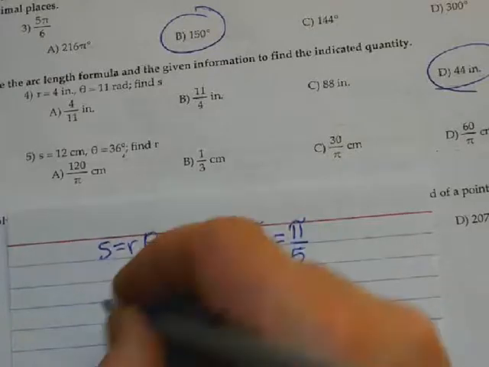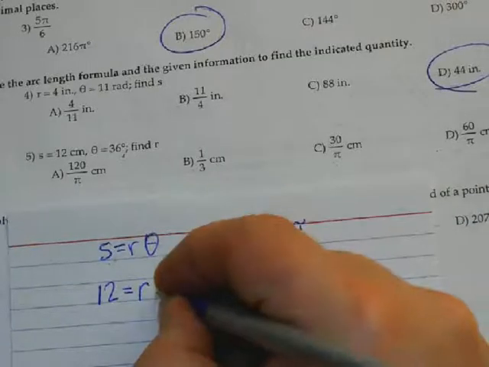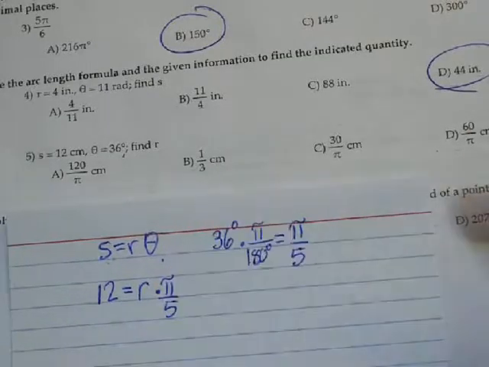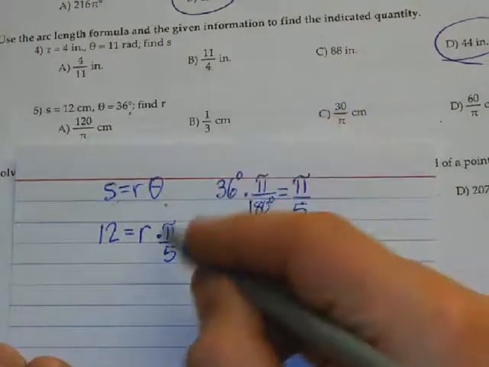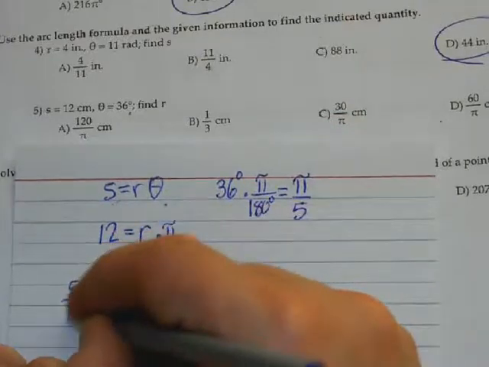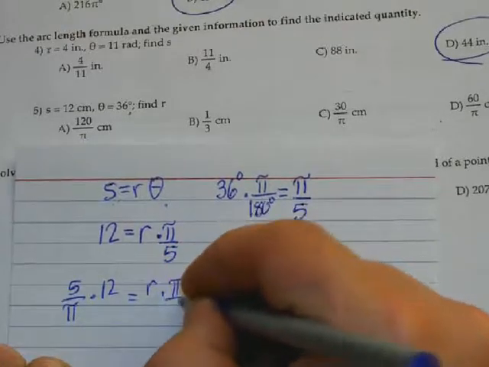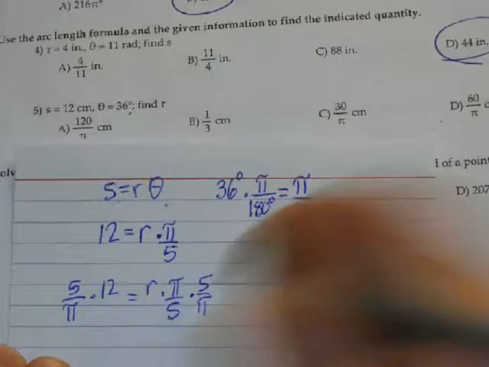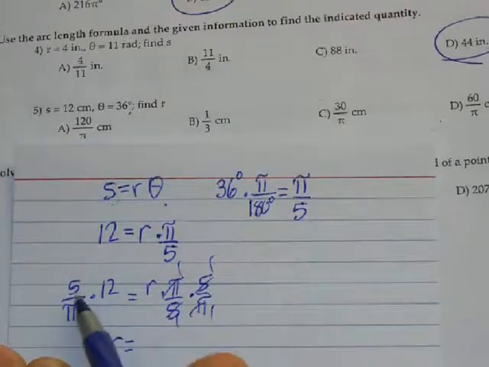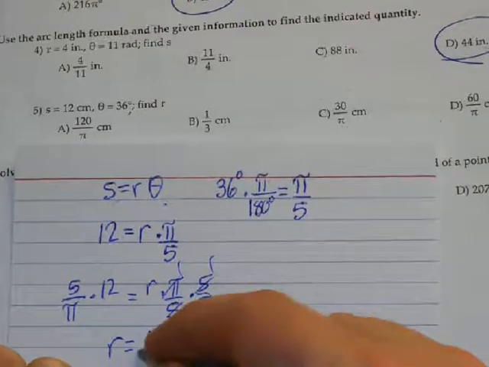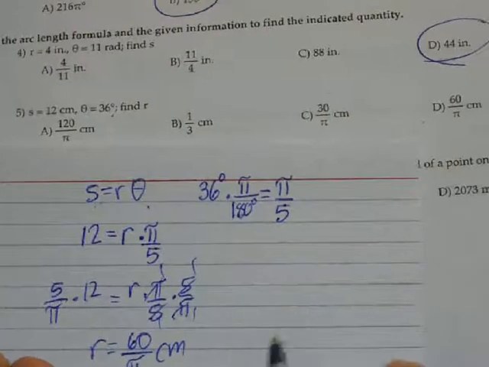So we're given S, 12. We're looking for R, and we know theta is pi over 5. So we solve for R. I'm going to multiply both sides by the reciprocal of pi over 5, which is 5 over pi. So R is equal to 5 times 12, which is 60, divided by pi. And our answer is D.